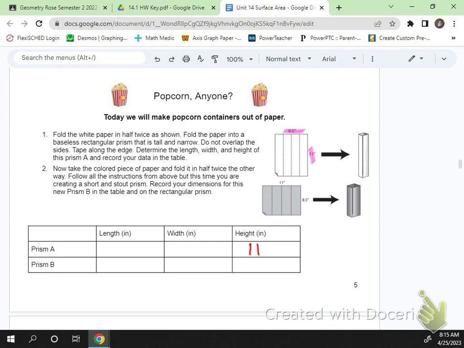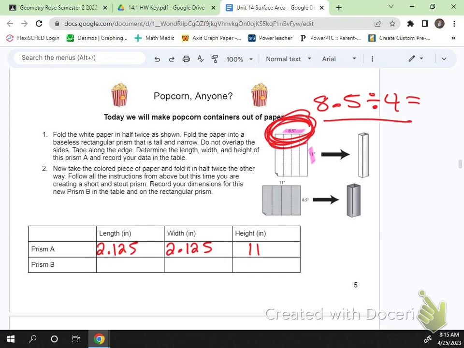Divided by 4. And our width originally was 8.5. So right now, 8.5 divided by 4. So we get 2.125. What about the length then? The length and the width, do you see how they're equal on this? If you look at this face, the length and the width are going to be equal. And how did we get that? We just took our total width, 8.5, divided it by 4. Our length and our width are equal. Are we okay with this? Great. Put that one to the side.